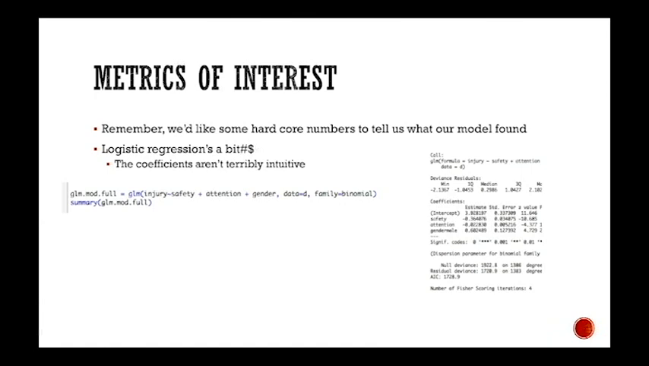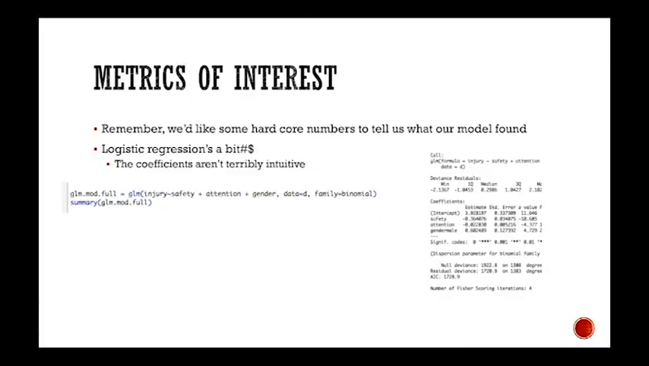So here's an example. We would like some hardcore numbers to tell us what our model found, but logistic regression's can't say it. This is YouTube. Anyway, logistic regression is a bit tricky, so the coefficients aren't terribly intuitive. So if we were to run the model glm.mod.full, injury tilde safety plus attention plus gender. And by the way, that's the code for doing logistic regression: instead of lm, which we did previously, we do glm for generalized linear model. And then the other thing we have to specify is family equals binomial.